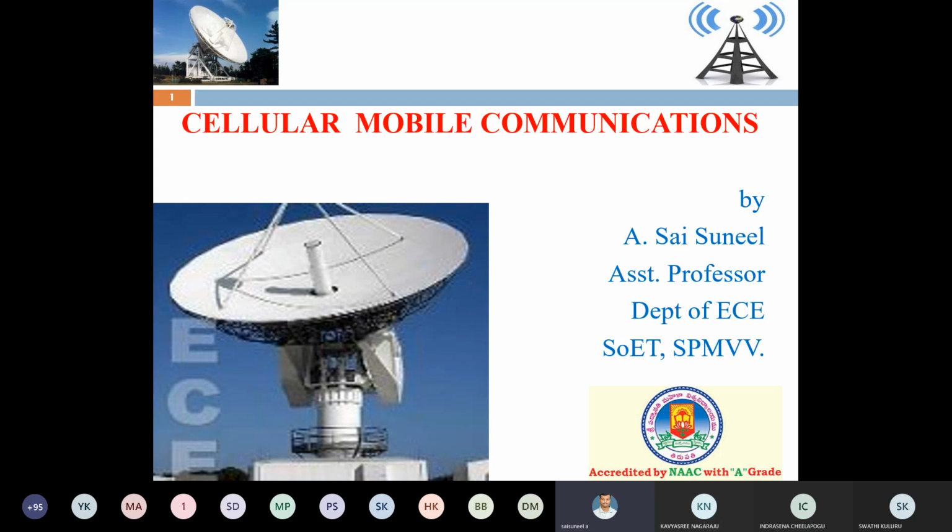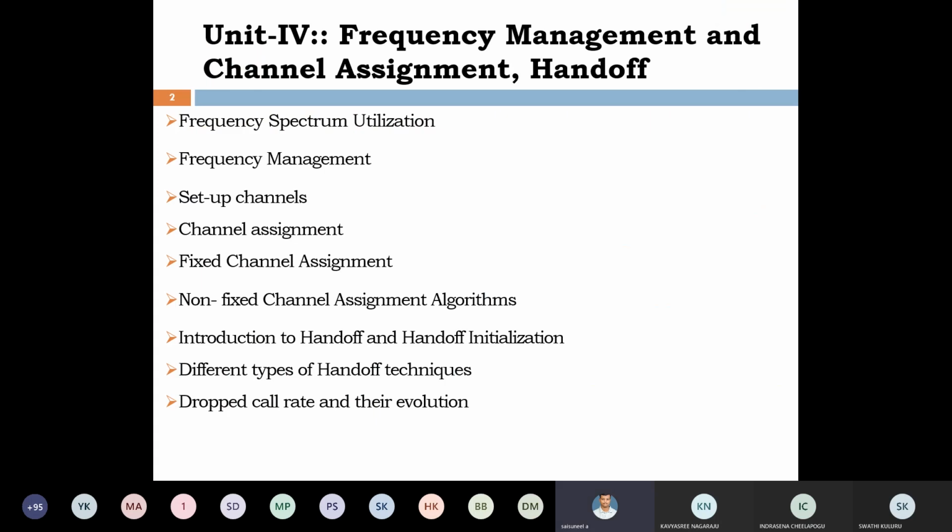Welcome to another session of Unit 4. That is the first session of Unit 4 of cellular mobile communication. In this Unit 4, we discuss some of the topics related to frequency and frequency management and some handoff techniques. The title of this Unit 4 is Frequency Management and Channel Assignment and Handoff Techniques. The first topic we have to discuss is frequency spectrum utilization.